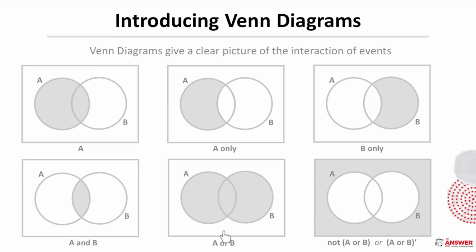And then here, A only, B only, and the overlap of A and B have all been selected, and we refer to this as A or B. And then this final one is everything in the sample space other than A or B. We will talk more about the notation during the video.